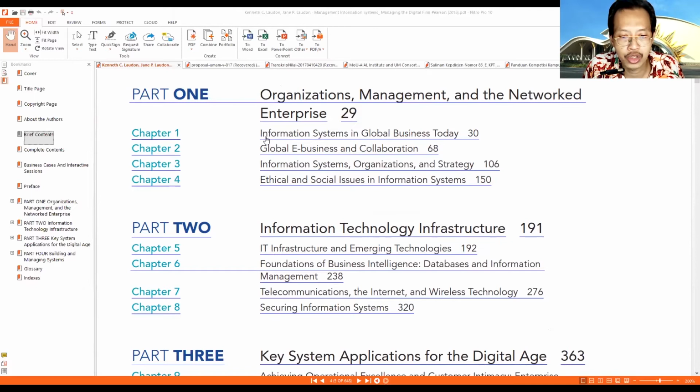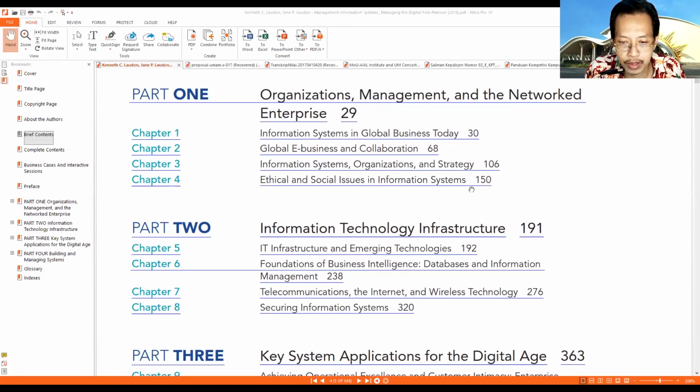And then the second chapter would be about global e-business and collaboration. How do you use information systems to work together with your suppliers, for instance? How do you communicate? How do you relate with your customers using information systems? How do you collaborate internally with other workers using information systems?